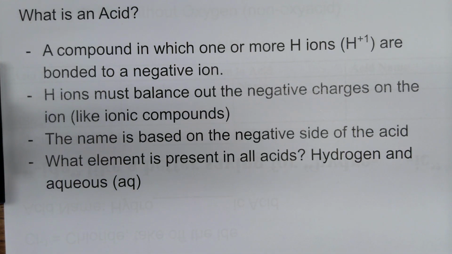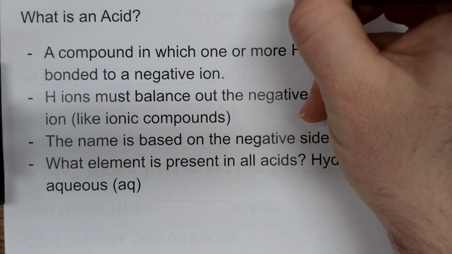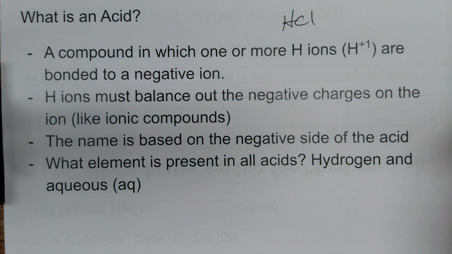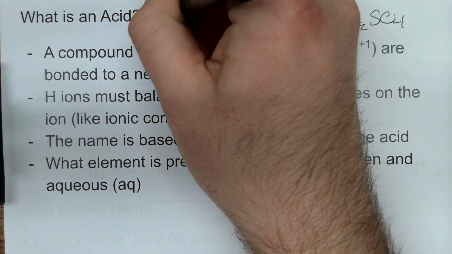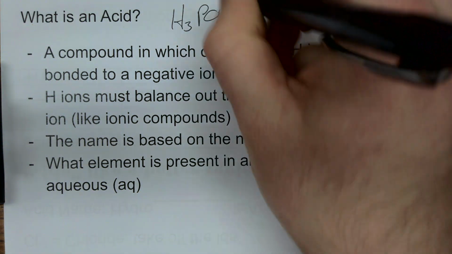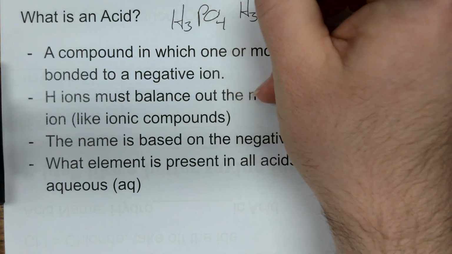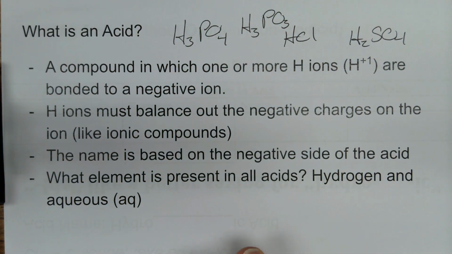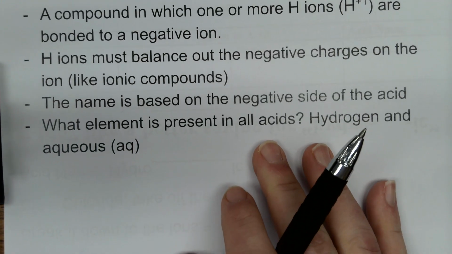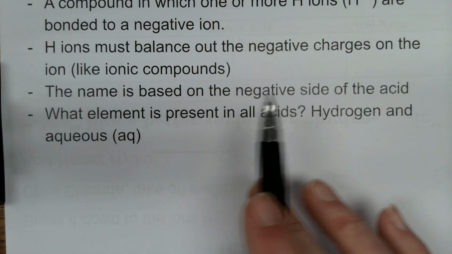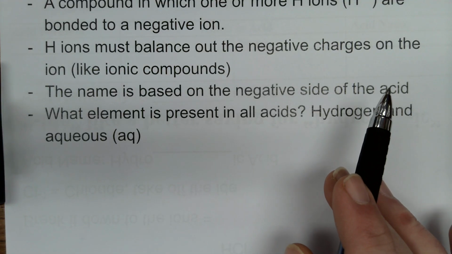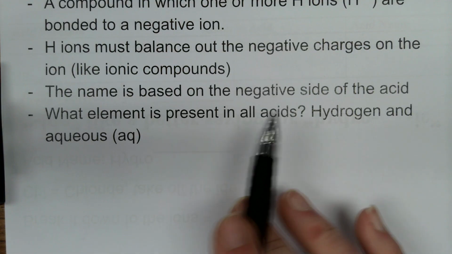One thing we're going to see is those polyatomic ions are also going to come back as well. We'll see things like HCl, which we're going to see in a second, H2SO4, H3PO4, or H3PO3. We have different naming systems for each one. Our naming system for our acids is going to be based on whatever the negative side of the acid is. We'll see some examples and walk through a couple of them together.